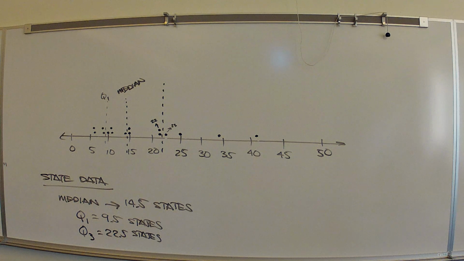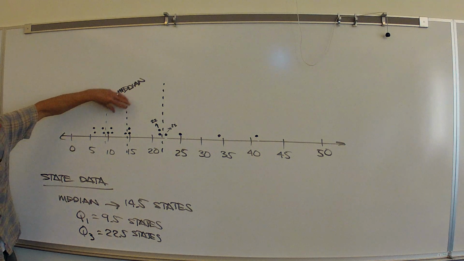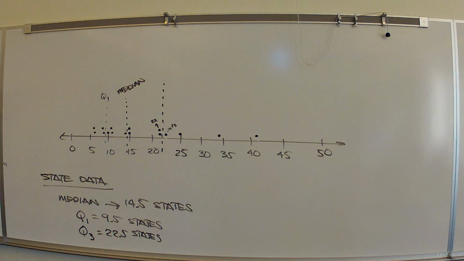Now, which of the 4 quarters of data are most spread out?